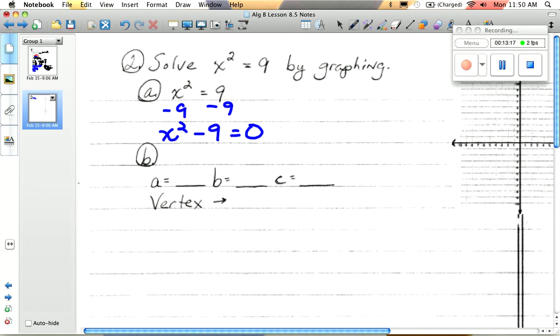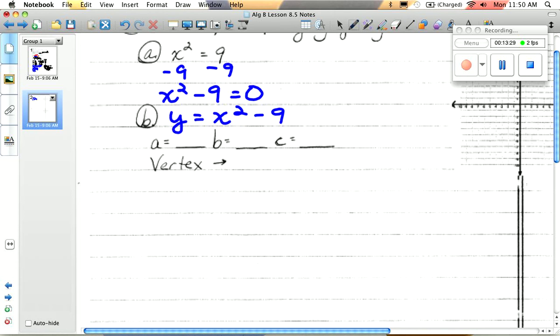And remember, what are we going to replace that 0 with in our next step? With a y. So we're going to say y equals x squared minus 9 is our quadratic function that we're trying to solve. What's our a value? 1. Haley, you keep working with us. Our b value is? 0. And our c value is? -9. Okay. What's our vertex?